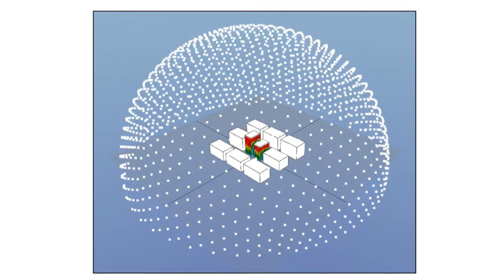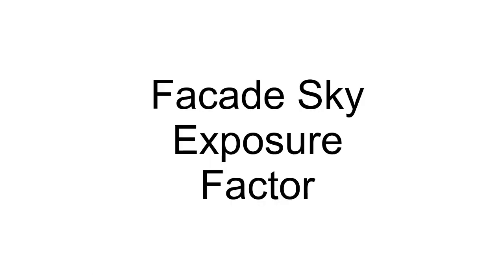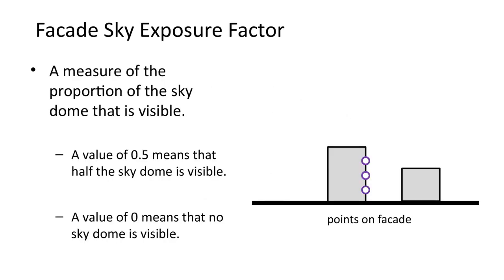In this video, we will look at analyzing sky exposure factors for facades. The sky exposure factor is the same for facades as it is for the ground plane. It is a measure of the proportion of the sky dome that is visible. The difference is that the point being measured is on the surface of a facade. If that facade is vertical, it means that at most half the sky dome can be visible.